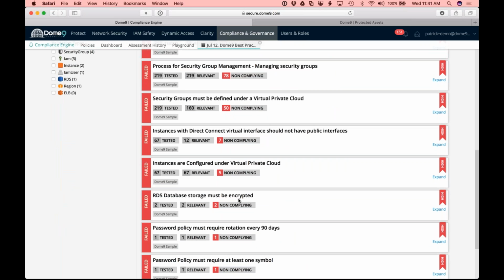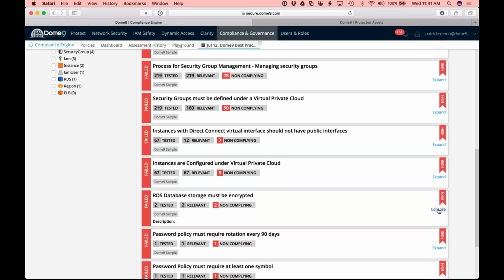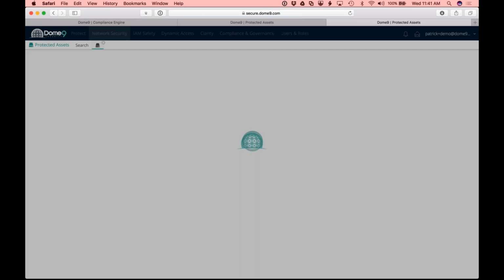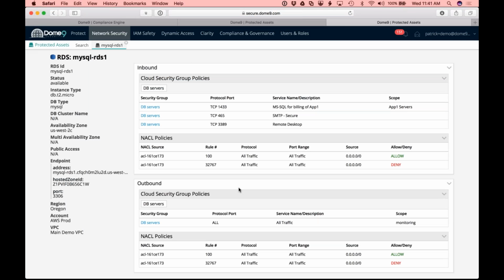And in this case, for example, we have some database as a service that we've said, hey, every RDS instance that we have should be encrypted. We tested, so in this prod demo account, we have a total of 2 of them, and 2 of them are not. So we've got 2 different RDS instances that are not encrypted. And if I click them, I can dig a little bit further into them.